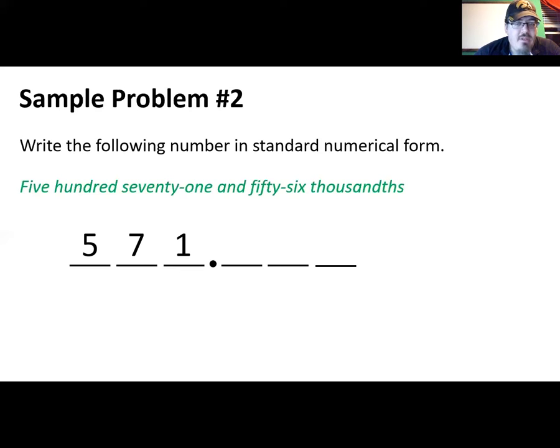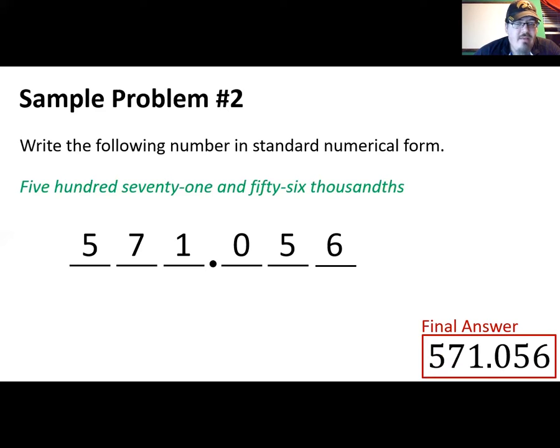Now I'm going to jump to the decimal portion, 56 thousandths. I need to write down the digits 5 and 6. Again, I'm going to get those digits written in all the way to the right. So there's my 5 and 6 for 56. I do have an empty space in there, so I need to fill in that empty space with a placeholder. I'm going to put 0 into that spot. And there you go. There's our number, 571 and 56 thousandths.